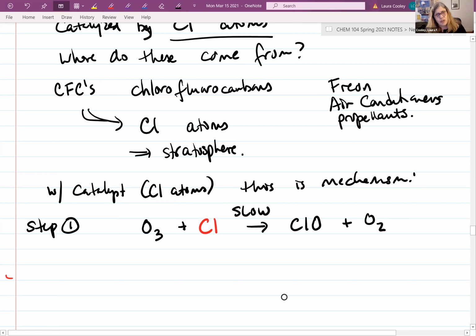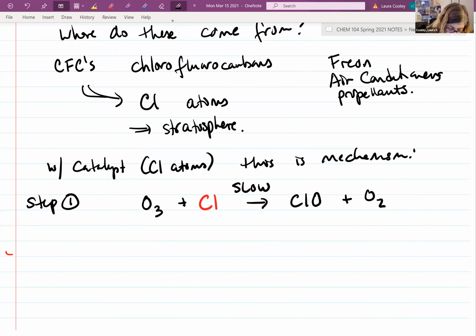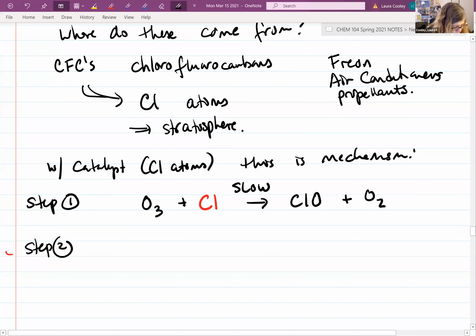The catalyst almost always is in the slow step, because what good would it be to catalyze a fast step? What's slowing down the reaction is not the fast step, it's the slow step. That's the one that needs the catalyst. Okay, so that would be step 1. In step 2, the ClO that was produced in the first step reacts with an oxygen atom, and this occurs much faster, to produce, again, Cl atoms plus oxygen.